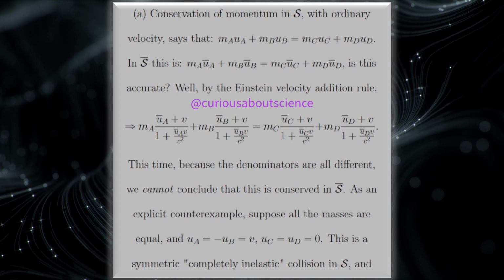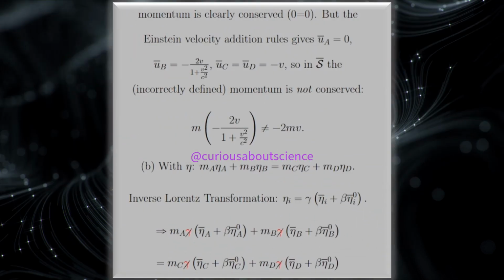As an explicit counterexample, suppose that all masses are equal and that u_A equals negative u_B equals v and u_C equals u_D equals 0. Okay. If that's the case, this is a symmetric, completely inelastic collision in S, and as we see in the next slide, momentum is clearly conserved, 0 equals 0, in S, of course, because we have velocities canceling, and then we have 0 on the right-hand side, 0 on the left-hand side, so we're good.